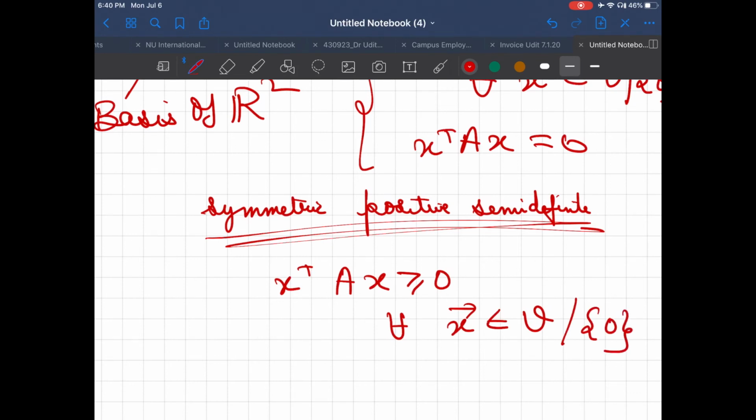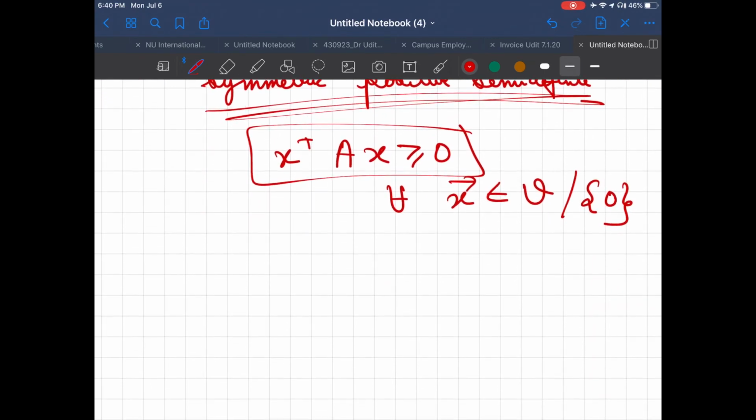That would mean even certain non-zero x can make this quantity equal to 0, and in that case we will say that it is symmetric positive semi-definite. Now this also makes a lot of sense. If we replace this A by an identity matrix, then simply we are writing this as x transpose x greater than 0, if we are talking about real valued space.